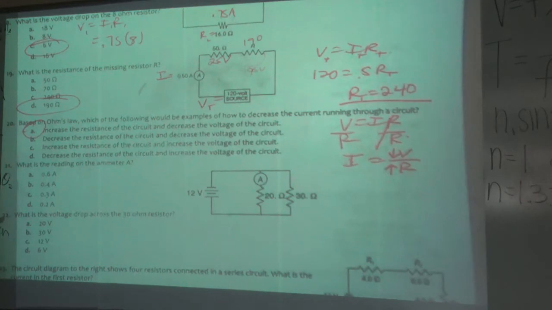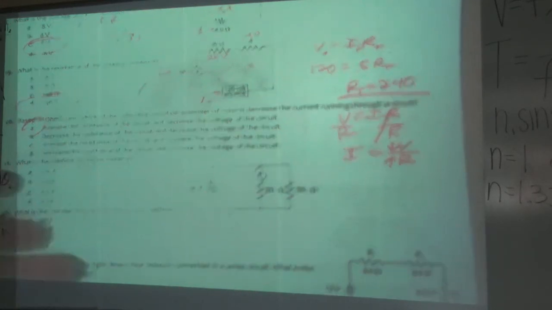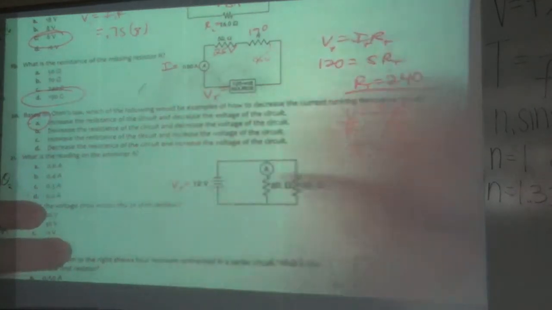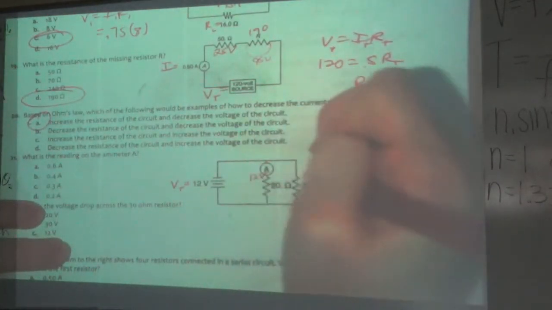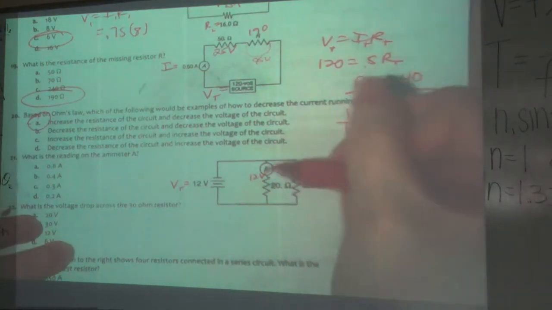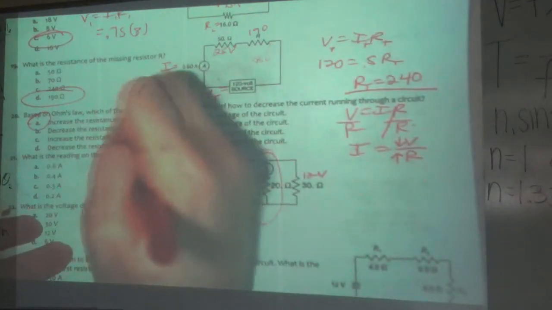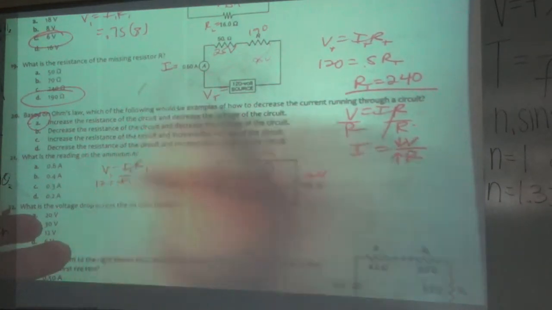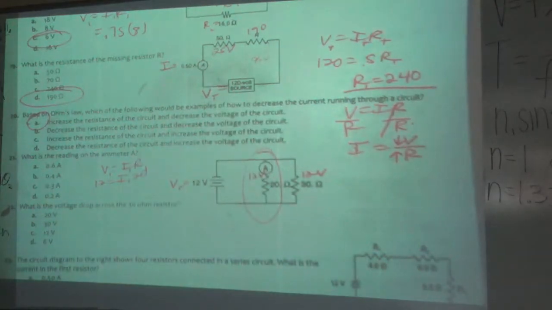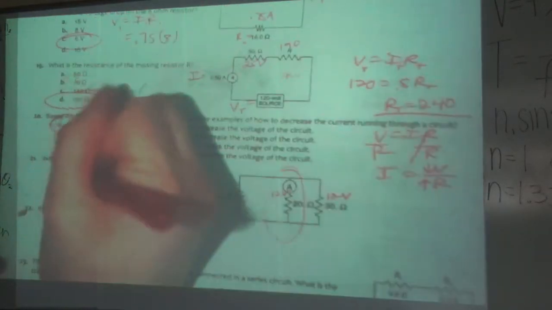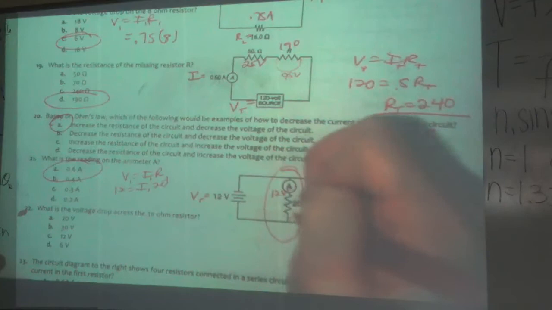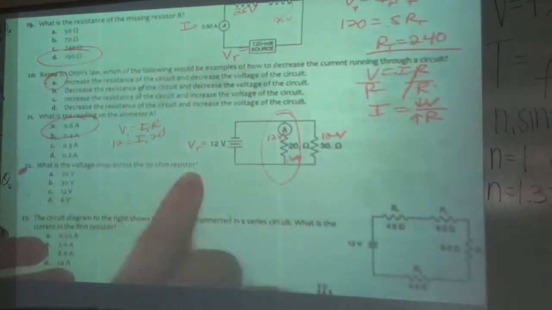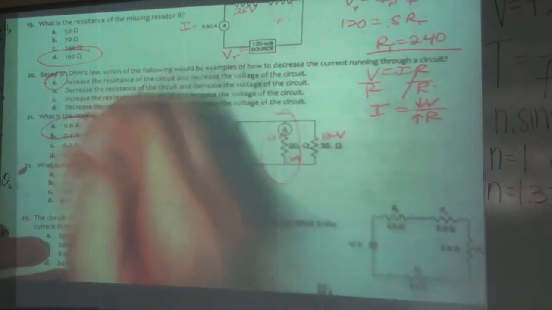The reading on ammeter A, so first of all, this is a parallel circuit. Voltage is the same, so this is my V total, and then this one also has 12 volts, and this one also has 12 volts. When I want this current right here, well, I can just do V equals IR. I'm looking for I1, so I use V1, which is 12, and R1, which is 20. So then you just divide over, and that's going to get you 0.6. So we've got 0.6 amps right here. The voltage drop across the 30 ohm? Well, it's parallel, so it's just 12. You don't need to solve for that.